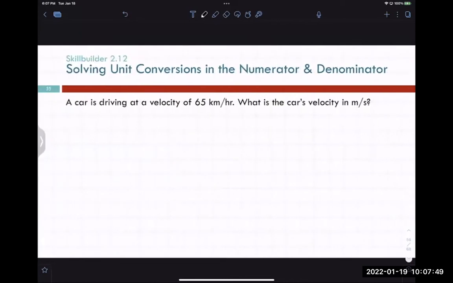That'll be fine. So solving unit conversions in the numerator and denominator. Again, a car is driving 65 kilometers per hour. What is the car's velocity in meters per second? So again, we're given 65 kilometers per 1 hour. And we want to find meters per second.